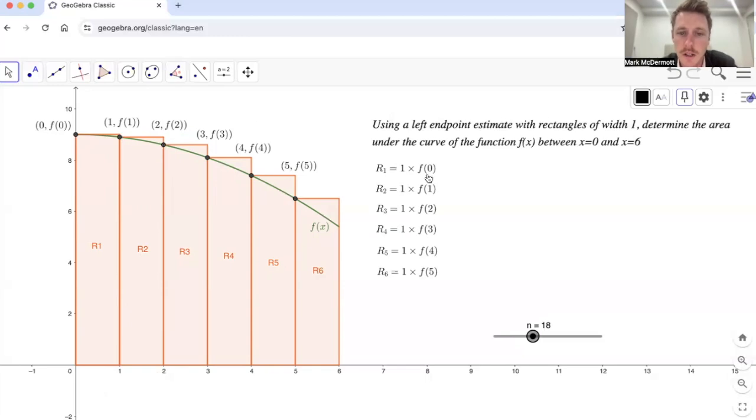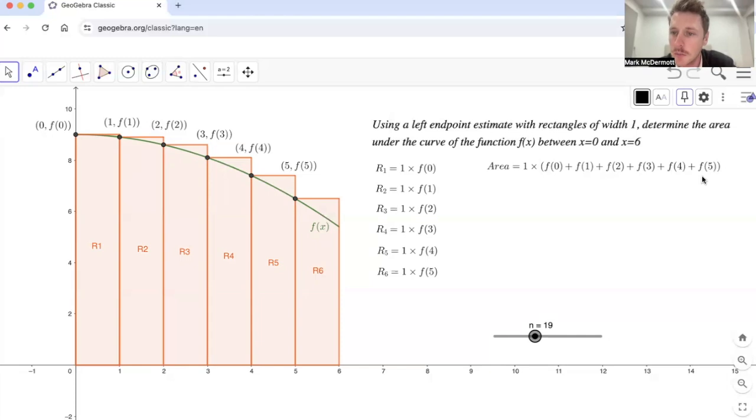Okay, and so now what we need to do to find the total area is add all those rectangles together. So the area, hopefully you'll recognize, is that there's a common factor of 1 in all of these. If I was to add these all together, I could take out 1 as a common factor, because they all have the same width. So I could say 1 multiplied by f of 0 plus f of 1 plus f of 2 plus f of 3 plus f of 4 plus f of 5.